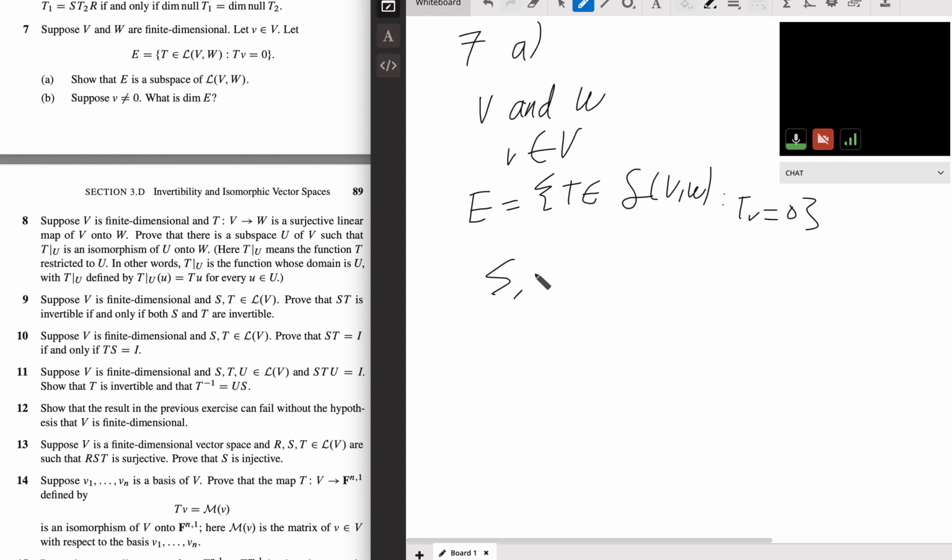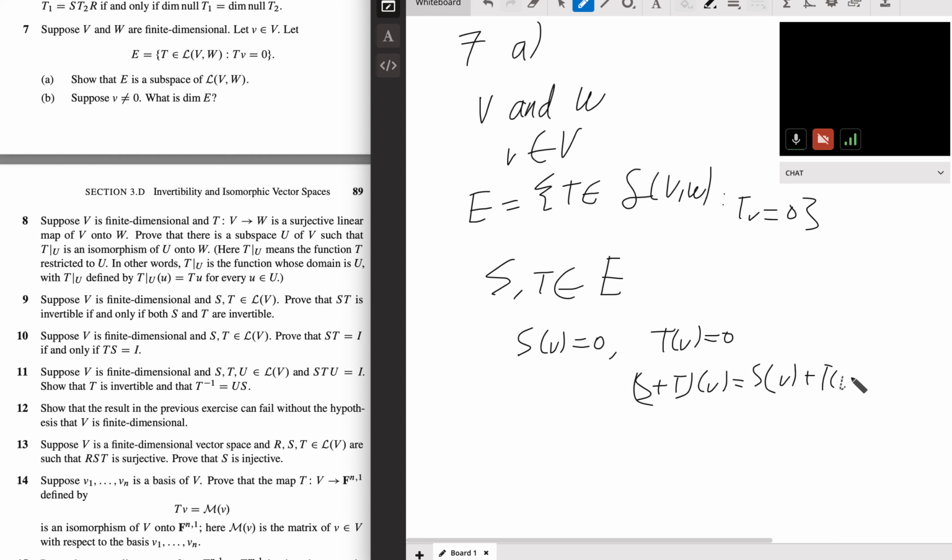So let's take arbitrary elements S and T of such a subspace E. Then S of V is 0, and T of V is 0, and S plus T of V, you distribute by linearity of linear maps. Because linear maps also, don't forget, form a vector space, so you can distribute them quite well that way. And then you get 0, right? That's fine. That means S plus T is also a member of E. So the addition closure is fine. Then closure under multiplication by a constant.